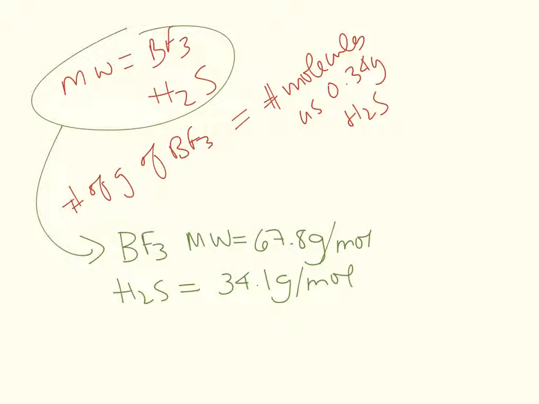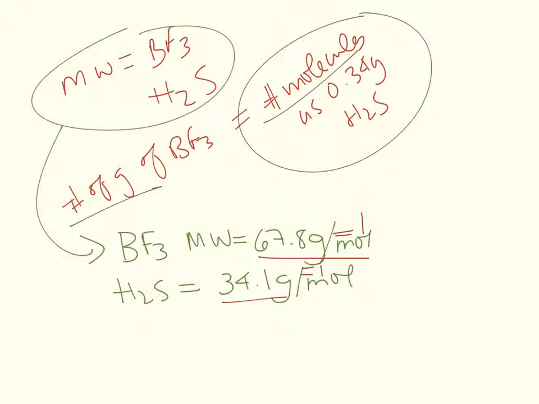mole. So we have to keep in mind that as we say grams per mole here, it takes 67.8 grams to equal 1 mole of BF3. Same with it takes 34.1 grams to equal 1 mole of H2S. So now, because the question is asking how many grams of BF3 it takes to equal the number of molecules, the first thing that we're going to focus on is solving how many molecules are in 0.34 grams of H2S.